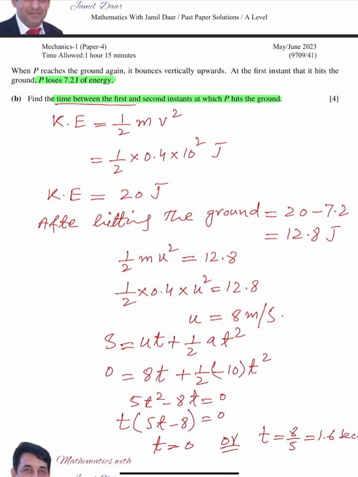So the difference between the first and the second instance when P hits the ground was 1.6 seconds. That's your answer.